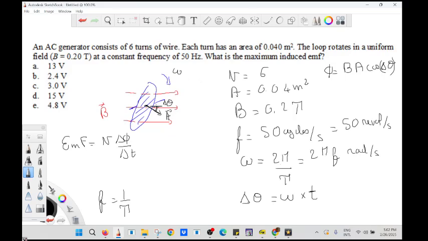So that will be this angle there. So phi is B, which stays the same, A is going to stay the same, and here we have omega t. Okay, so it's going to be N. So if I take d phi, I'm going to take the derivative. So it's going to be the derivative of B A cosine omega t over dt.